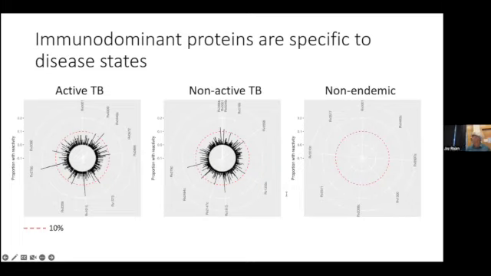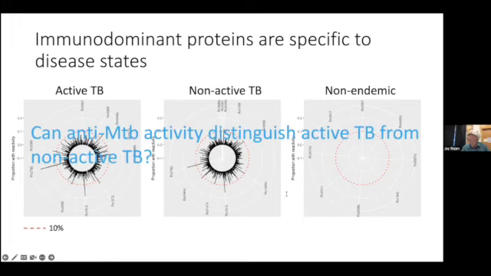If we then turn to focus on which of these proteins are immunodominant, the point I want to drive home is that active TB and non-active TB actually have slightly different patterns. So it's not the same proteins that are immunodominant. Here immunodominance is defined as present in greater than or equal to 10% of hosts. So the patterns are distinct, and again, you don't see anything in the non-endemic controls.